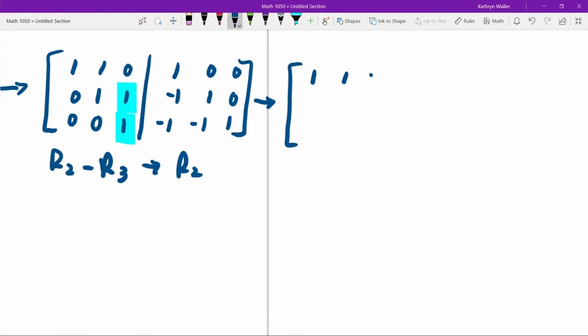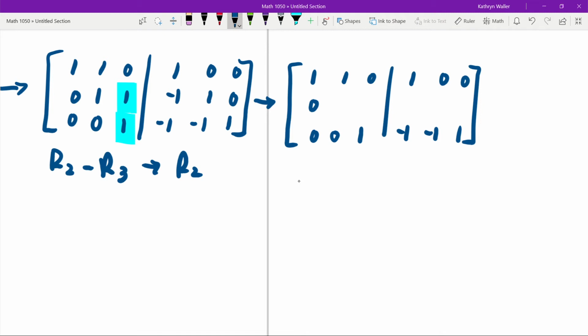Okay, so row 1 doesn't change. Row 3 doesn't change. Row 2 minus row 3. 0 minus 0, 0. 1 minus 0, 1. 1 minus 1, 0. Negative 1 minus a negative 1. That's a negative 1 plus 1, which is a 0. 1 minus a negative 1. That's 1 plus 1, which is a 2. 0 minus 1, negative 1. Okay, the next thing I need is a 0 here, and it's done.